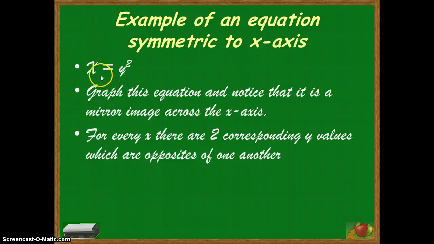Okay, let's consider this. X equals y squared. Graph this equation. Notice it's a mirror image across the x-axis. For every x, there are two corresponding y values which are opposites of one another. Notice this is not a function, but it still is symmetric to the x-axis. It's not a function because it doesn't pass the vertical line rule.